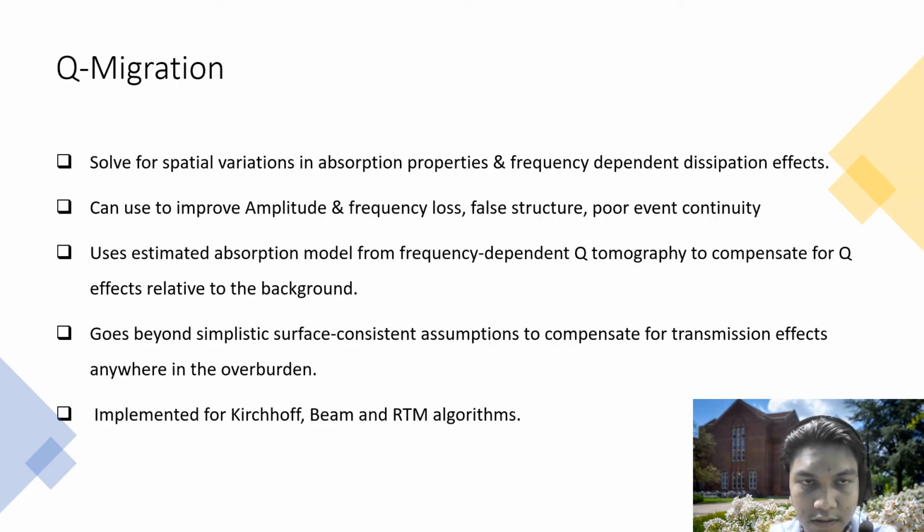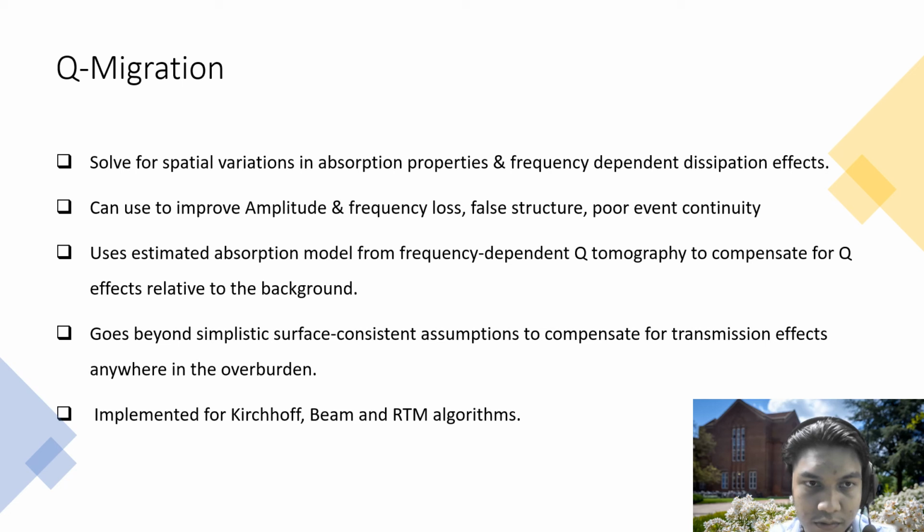Other than the illumination factor analysis, here is the second method that was proposed in order to solve the incoherency that was found before, which is the Q migration. This Q migration is best for spatial variation in absorption properties and frequency dependent dissipation effects. It can also be used to improve amplitude and frequency loss for structure and detect poor event continuity.